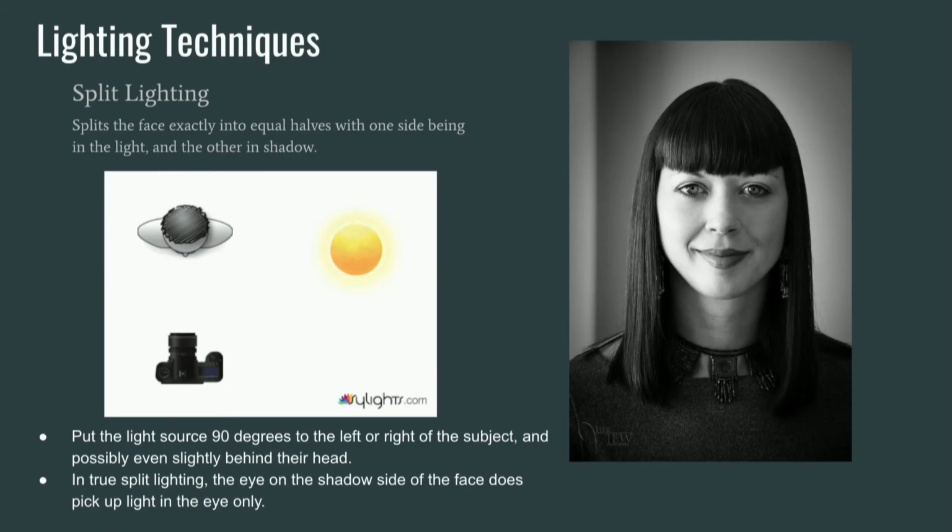There are many lighting techniques. There's the split lighting, which splits the face exactly into equal halves, with one side being in the light and the other in the shadow. To do this, you put the light at a 90-degree angle to the left or right of the subject, and possibly even behind their head. In true split lighting, the eye on the shadow side of the face does not pick up the light. So this is what split lighting is.